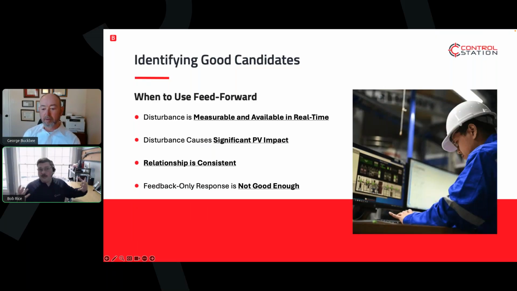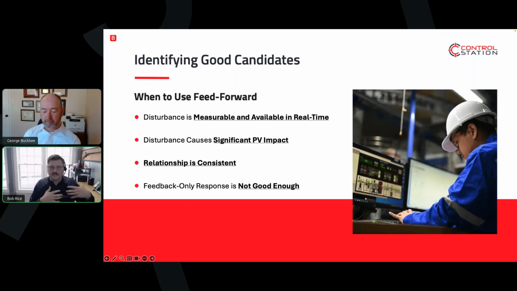Now, some do vary, right? Anything that's a mass balance, like steam drums, 3-element control, it's in equals out, right? It's a very consistent behavior, but with things like temperature, that relationship can change sometimes. And again, the feedback response is not good enough. What that means is the PID control isn't going to be good enough, right?